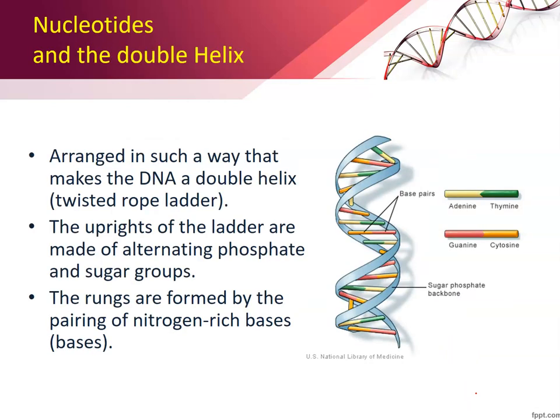So once we have each of our nucleotides, the way that they are arranged causes our DNA to form a twisted ladder structure, what we call a double helix, where we have 2 nitrogen bases forming a pair which come together to form the rungs on the ladder, and then the phosphates actually form this backbone along here, along the outside of each one. So the uprights of the ladder are the alternating phosphate and sugar groups, then the rungs are formed by the nitrogen bases.